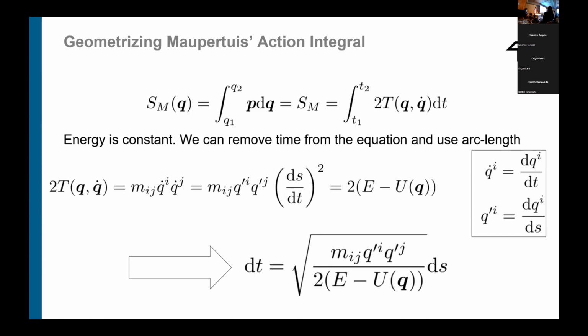And then on the right-hand side, I've just written another form of the left-hand side. So kinetic energy is total energy minus potential energy, right? Because there are no other energies. And then when I rearrange this equation, I get the one on the bottom. So this tells us how to relate physical time to arc length.